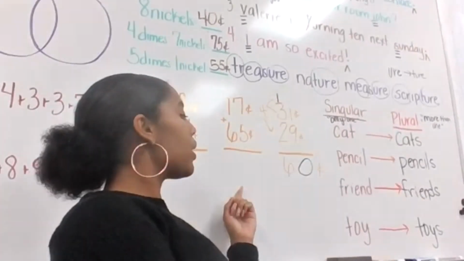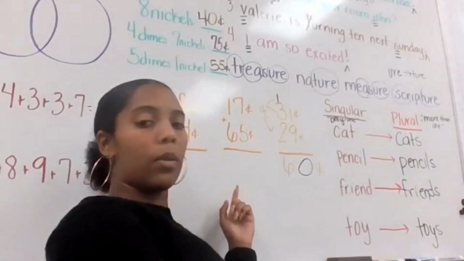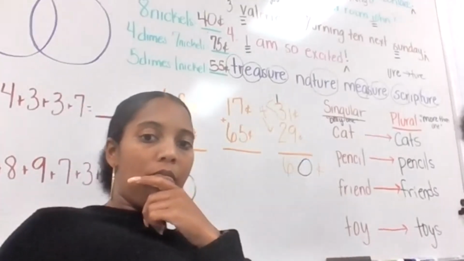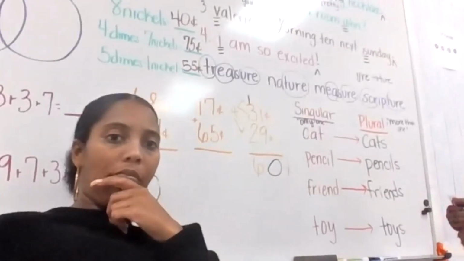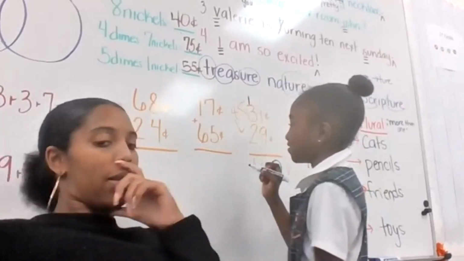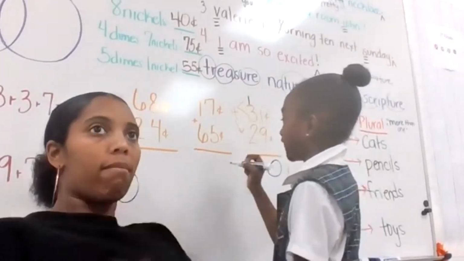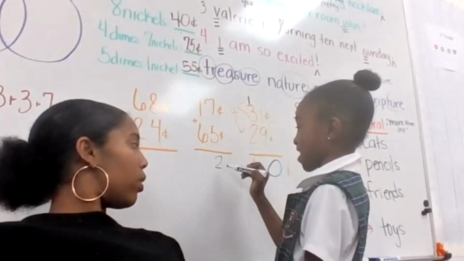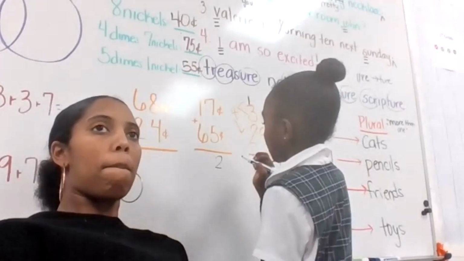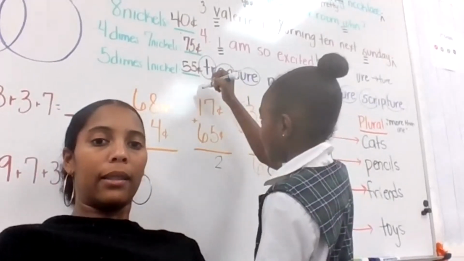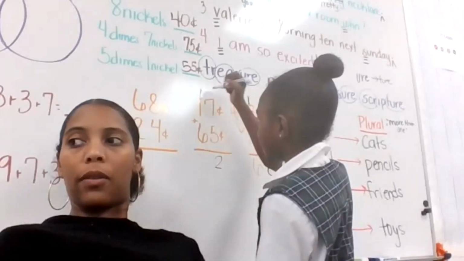All right. So 17 plus 65. Brian, come and work this one out. So where am I starting? You're starting right here in the back. Okay, 7 plus 5 is what? 12. Okay, I put the 2. Where do I bring my 1? Okay, and how do I add the front numbers?